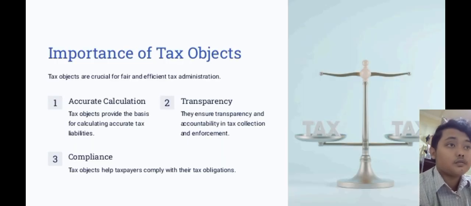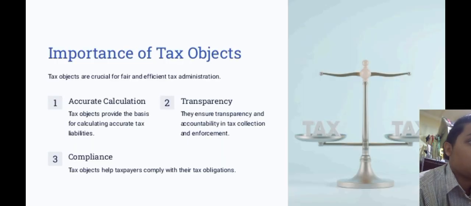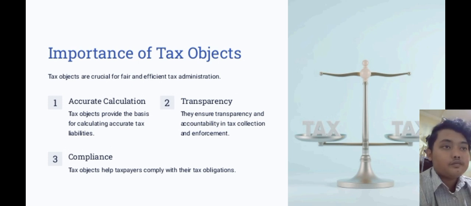Importance of the tax object. Tax objects are crucial for efficient tax administration. Number one, accurate calculation: tax objects provide the basis for calculating accurate tax liability. Number two, transparency: they ensure transparency and accountability in tax collection and information. Number three, compliance: tax objects help taxpayers comply with their tax obligations.